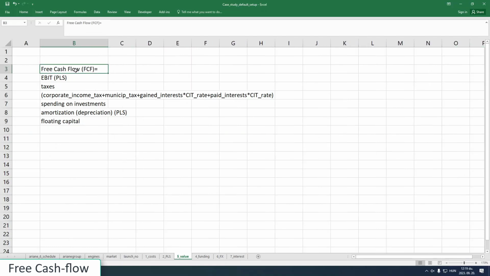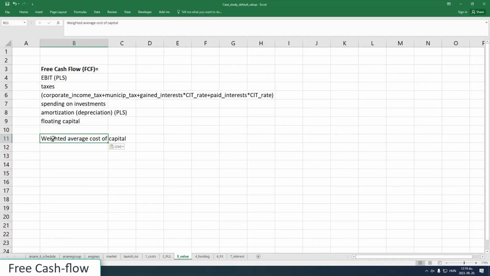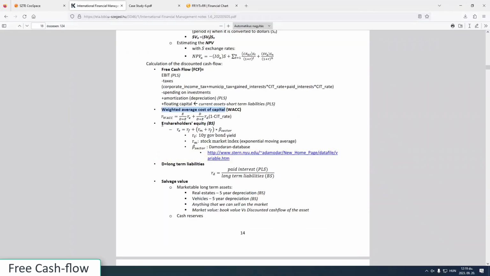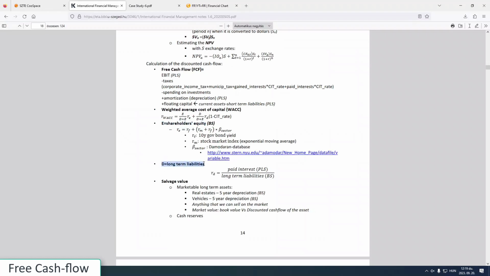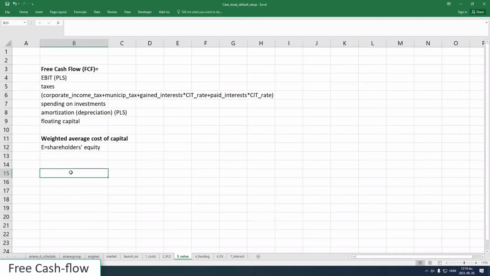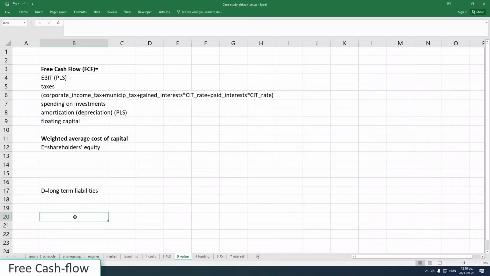Okay, so first of all we need the free cash flow, then later on we need the weighted average cost of capital. So we will need the shareholders' equity, and also we will need the long-term liabilities. We need several things here, and then we will have the salvage value, and that's all. Okay, and also we should make it much more dynamic, so we need to add the next 5 years.